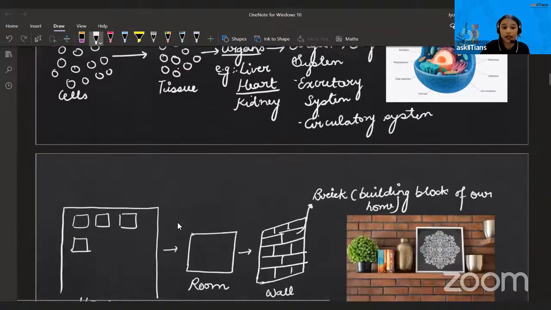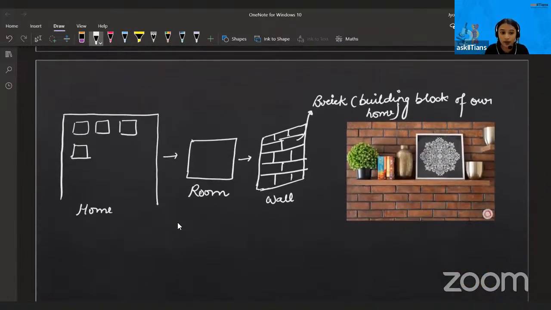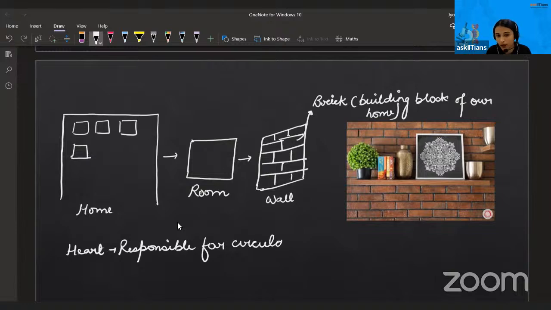So we know the heart is responsible for circulation of blood.